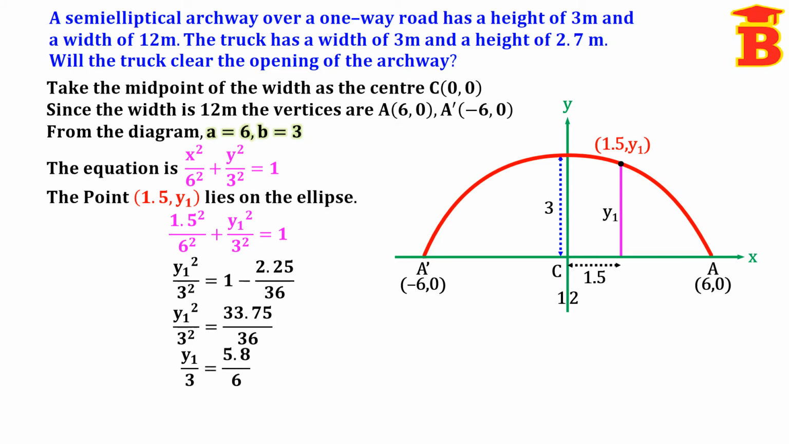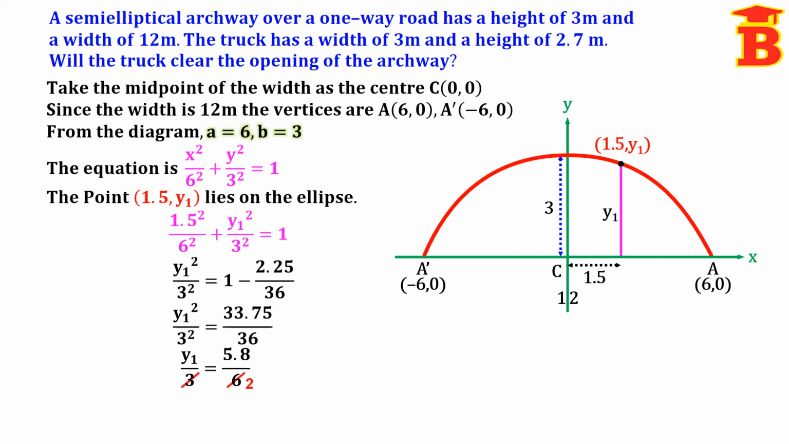Now taking square root both sides, we get y1 divided by 3 equal to 5.8 divided by 6. So this is an easy calculation. Taking square root both sides, the left side we can cancel the square. So we get y1 by 3 equal to, on the right side, root of 33.75 is 5.8 and root 36 is 6.